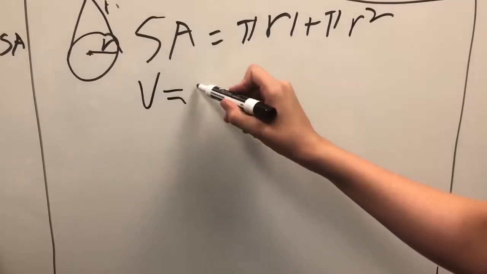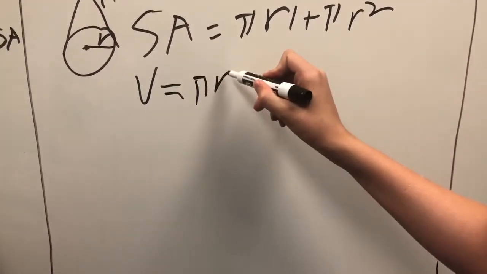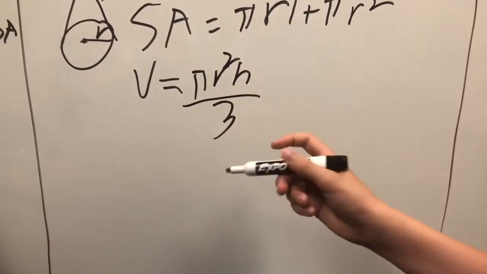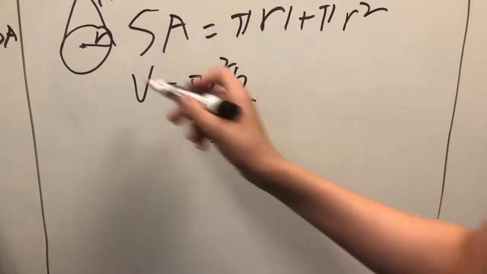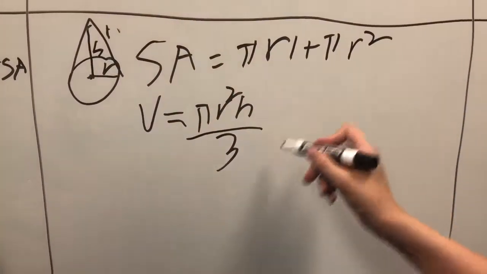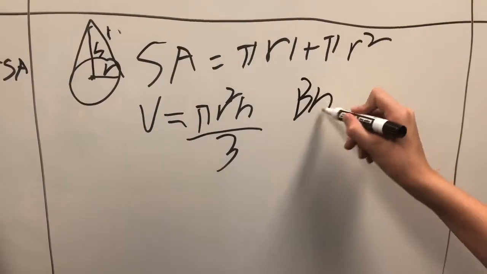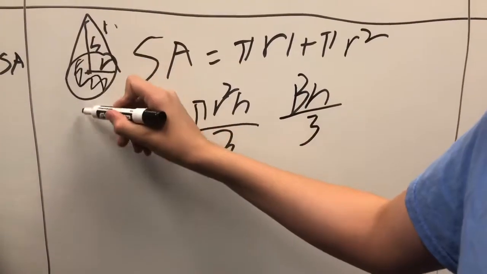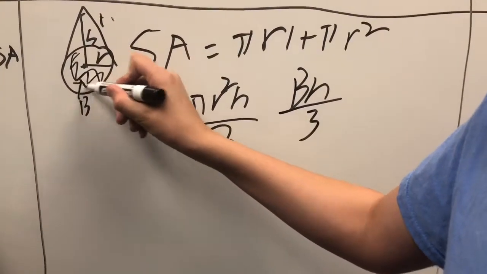The volume of a cone is another simple formula. The formula is pi r squared times h divided by 3, where r is again the radius, and this time h is the height. Or b times h divided by 3, where b is the area of the base.